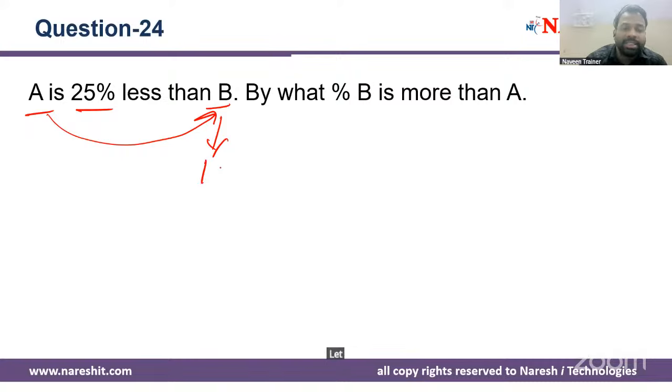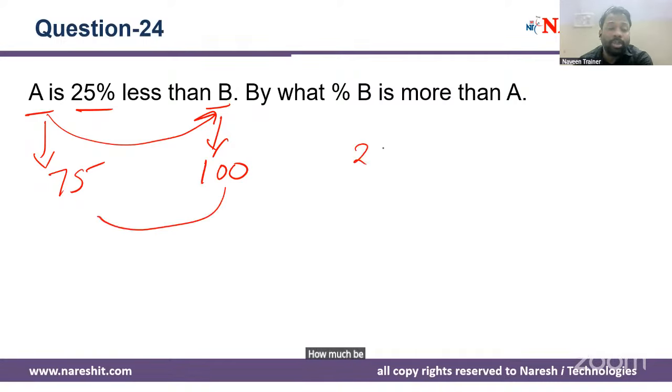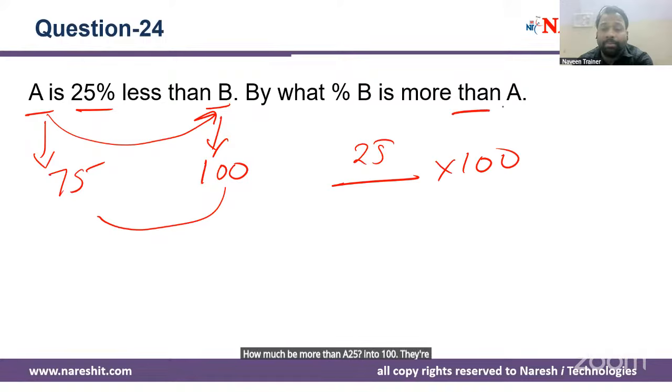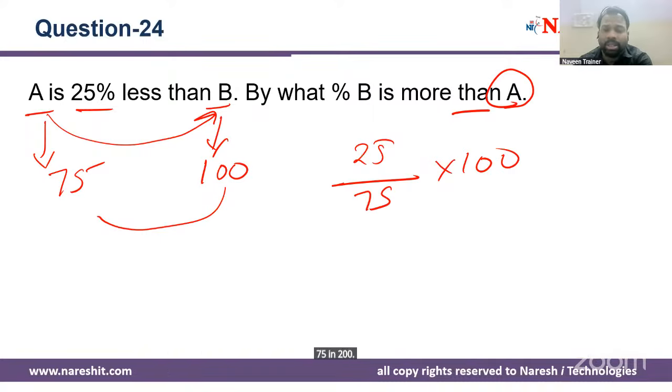Let us take B as 100. If B is 100, A is 25 less than B, so A will become 75. Now the question: by what percentage is B more than A? How much more is B than A? 25 into 100. They are comparing with A. What is the A value? 75. So 25 divided by 75 into 100 is 33.33 percent.